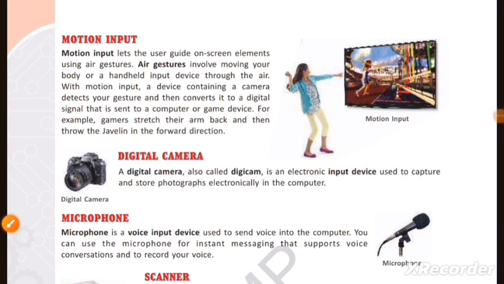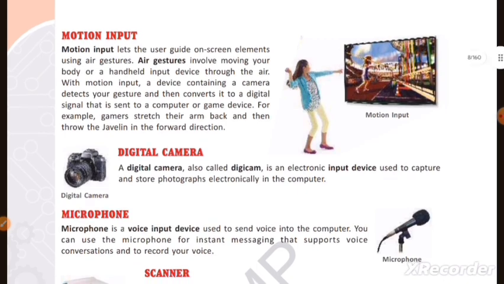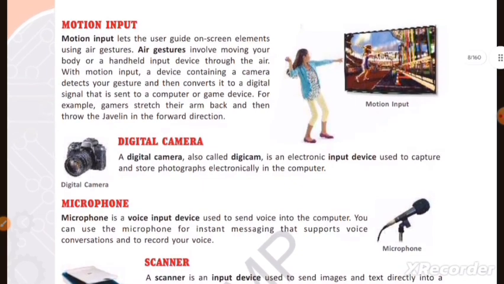With motion input, a device containing a camera detects your gesture and then converts it to a digital signal that is sent to a computer or game device. For example, gamers stretch their arm back and throw a javelin in a forward direction. This is a virtual reality game. Here, a gamer stretches their arm, and then shows a gesture of throwing a javelin. This is an example of motion input.